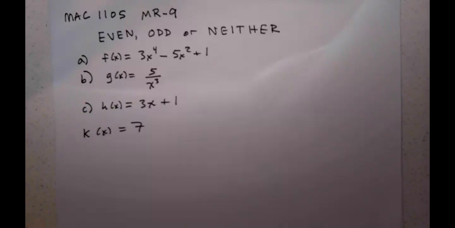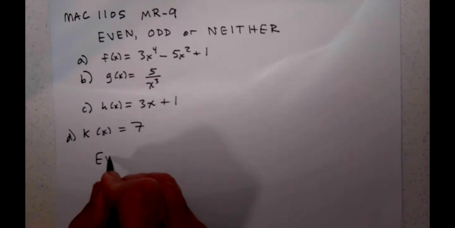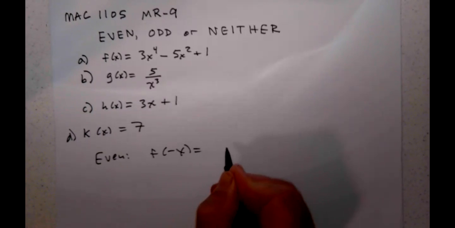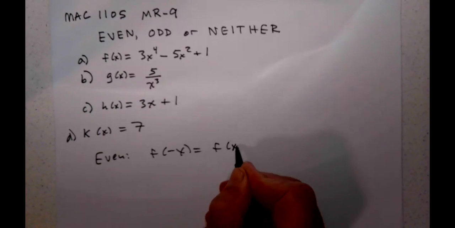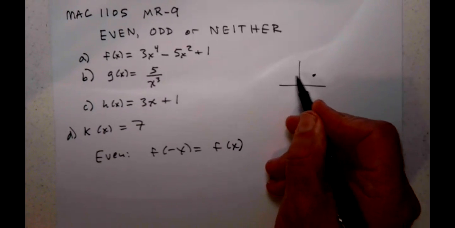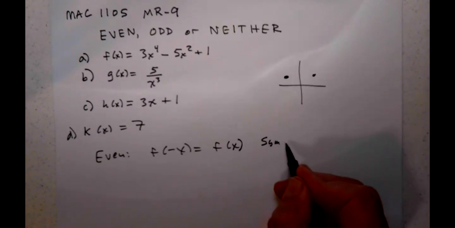So this question asks us to determine if each function is even, odd, or neither. So let's remind ourselves of the definition. A function is even when f of negative x is the same as f of x. And that will also mean what? If you have the value for f of x is the same as f of negative x, that's also going to be symmetric with respect to the y-axis.